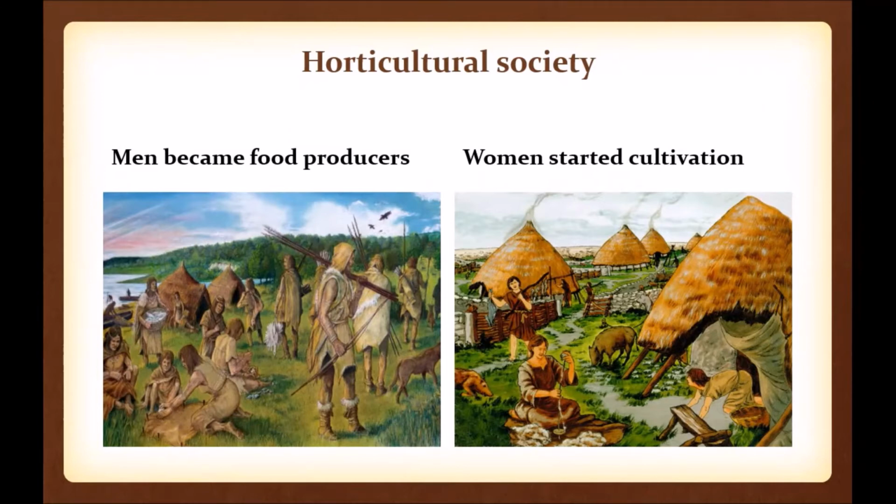You can see 2 pictures again. On the left side, you can see people, there are men and women, and it is written that men become food producers. Yes, in this society, men became food producers from food collectors. On the right side you can see some women. They are actually doing their work, but it is written that women started cultivation in this society. So the cultivation, the innovation or the discovery of cultivation goes to women.